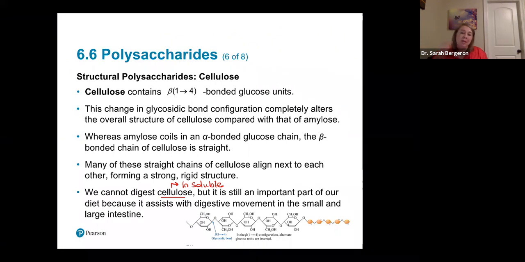So when amylose was coiling, because we have this beta linkage instead of the alpha linkage, you're going to have straight chains, and they're going to be super straight. And they actually end up lining up one on top of the other, on top of the other. Because they align so close to one another, they can form really rigid and strong structures. And we're actually unable to digest cellulose. It's an insoluble fiber, right? But we still need to consume it because it helps to assist movement within the small and large intestines.